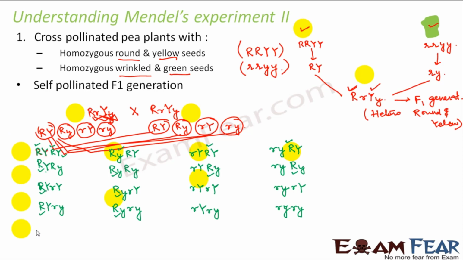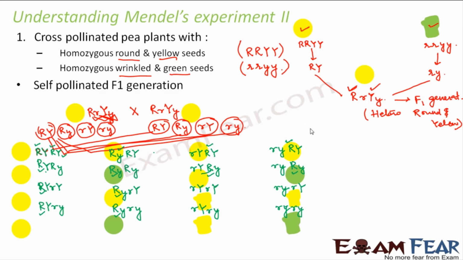So here if you look at it, all four will be round and yellow. This is round and yellow. This is also round and yellow, right? This is round and yellow. This is also round and yellow. This is also round and yellow. Similarly, all those which have a capital R but a small y, they are going to be round and green. So these three are round and green. Again, those with small r are going to be wrinkled in shape, but they have a capital Y, so they are going to be yellow in color. And the one with everything in small letters is going to be wrinkled and green.